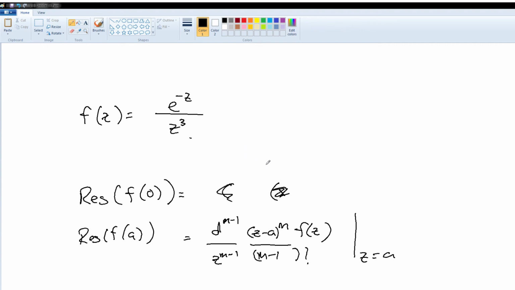Yeah, divide by m minus 1 factorial. I could have derived that, but, you know. Then evaluate this at z equals a. So I could have found the residue that way, but you would have to have known ahead of time that this pole has order 3. So m is 3, so we'll multiply by z cubed, that is, we'll get rid of the denominator. We'll multiply our function.